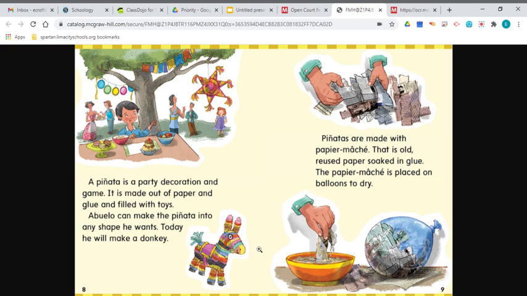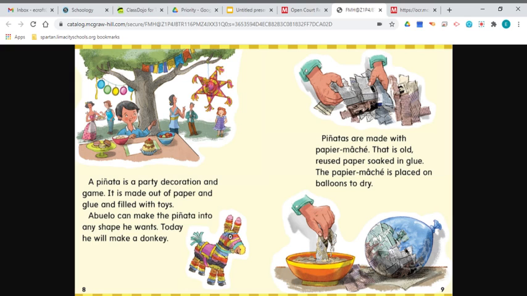A piñata is a party decoration and game. It is made out of paper and glue and filled with toys. Abuelo can make the piñata into any shape he wants. Today, he will make a donkey. Piñatas are made with paper mache, that is old reused paper soaked in glue. The paper mache is placed on balloons to dry.